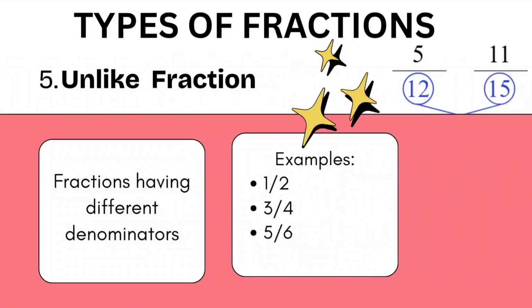Let's move on to the next one, unlike fractions. So here, fractions having different denominators are called unlike fractions. In these examples, you can see 1 by 2, 3 by 4, 5 by 6. 2, 4 and 6, which are in the denominator, are not the same. So such kind of fractions we call unlike fractions. Since the denominators are different, they are unlike fractions.